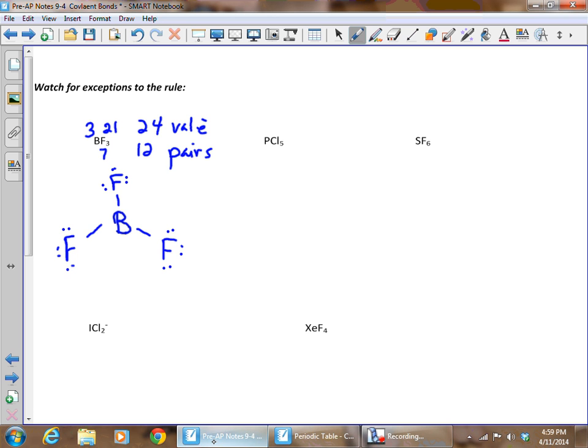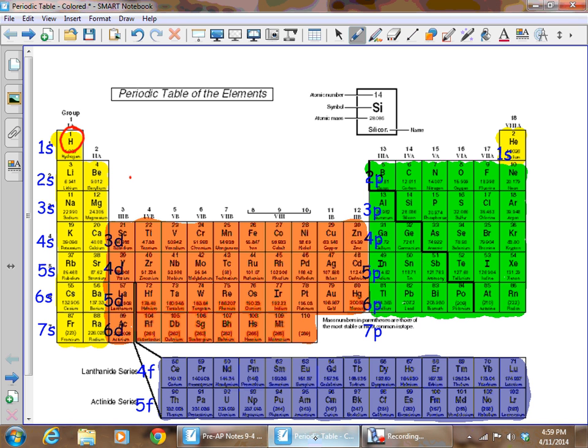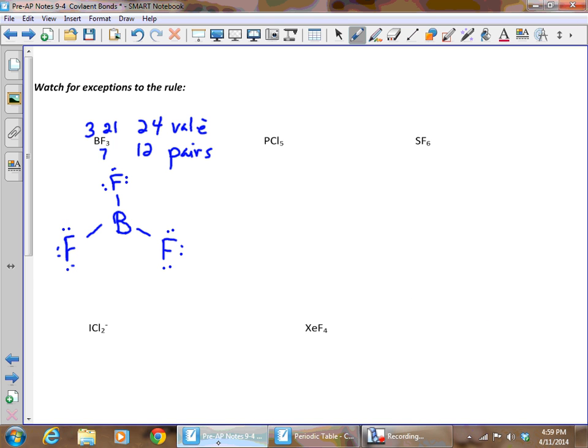And then we think, oh, that's right, look where boron is. Boron's in group 3A. Do 3A elements want to have an octet? No. They're still trying to give away electrons. So boron is perfectly happy to be the way it is, and that's going to be the structure for BF3.